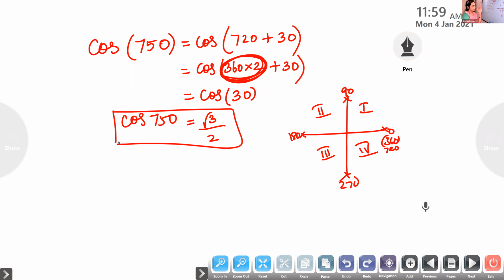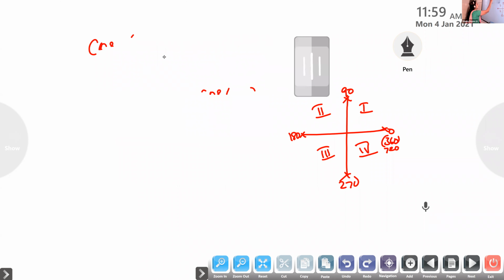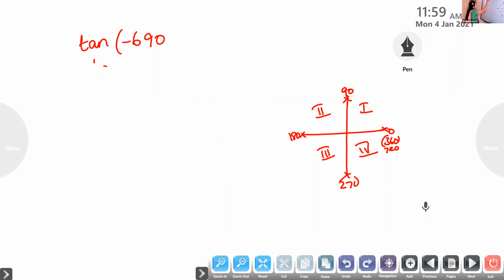Is it okay? So in the first question, when we practice more questions, it will be more clear for you. Now write the next one. Tan minus 690. Tan minus 690.